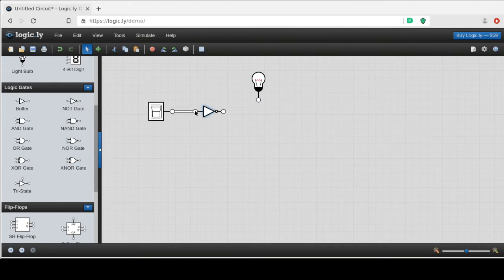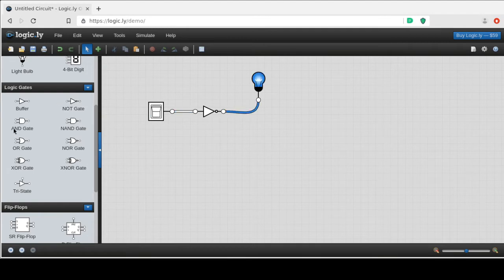So there's the NOT gate, and I've attached the switch to the NOT gate, and then I'm going to attach the NOT gate to the light bulb, and ta-da! When the switch is off, the light bulb is on. When the switch is on, the light bulb is off. Okay, so that's what a NOT gate does. It does the exact opposite.